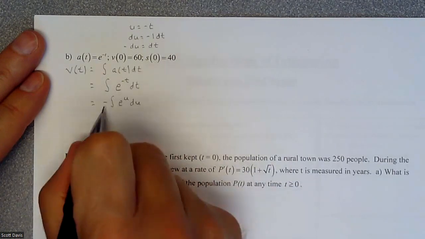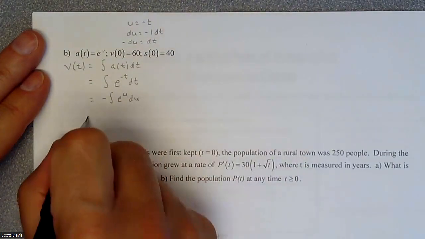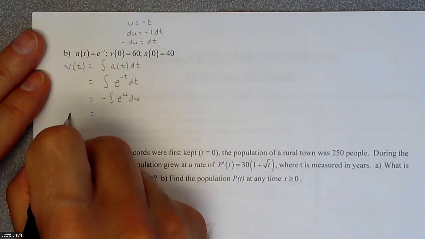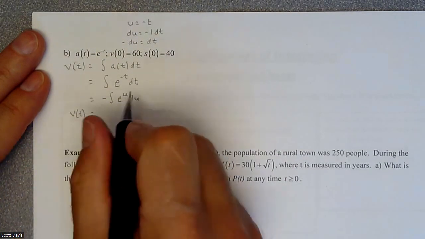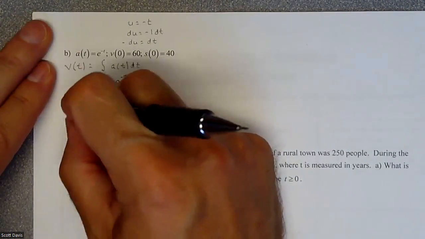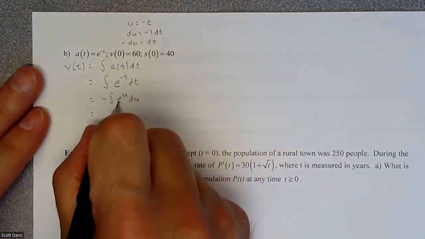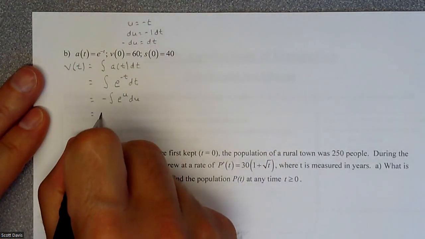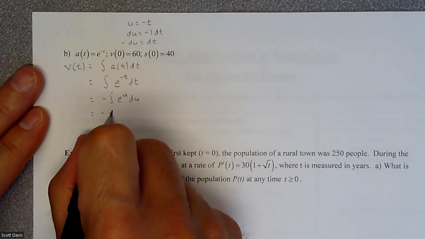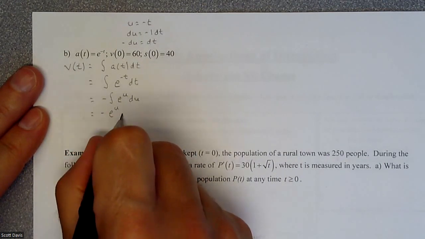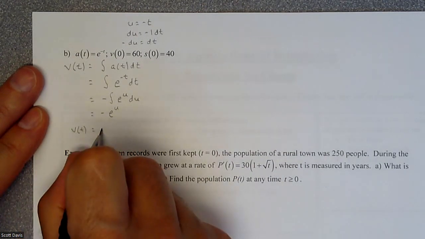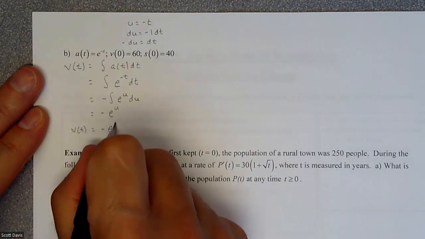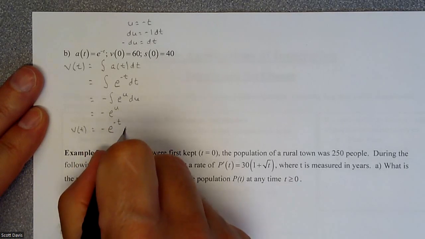And so then I'm going to do the antiderivative of that. So this is going to be an e to the u. The antiderivative of e to the u is e to the u. We're going to have a negative in the front, and then I'll sub back in my t. So I'll have a negative e to the negative t plus c.